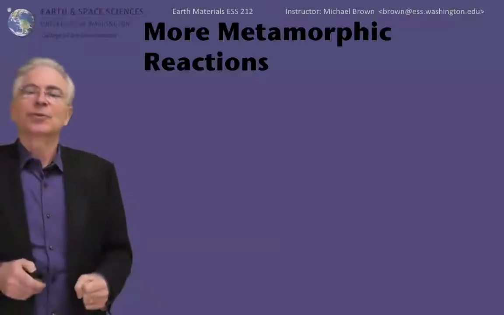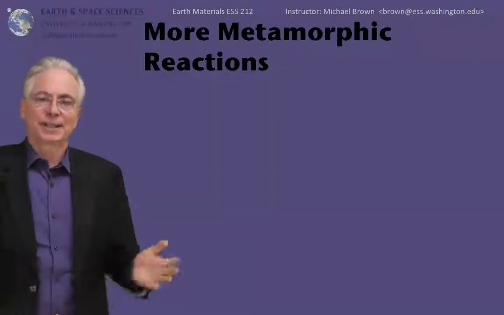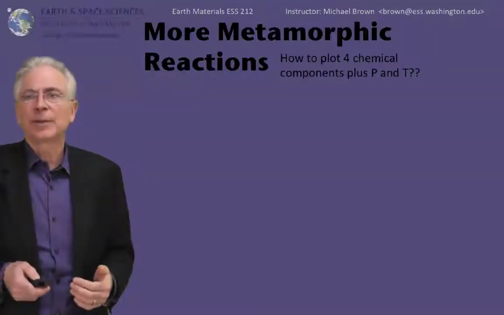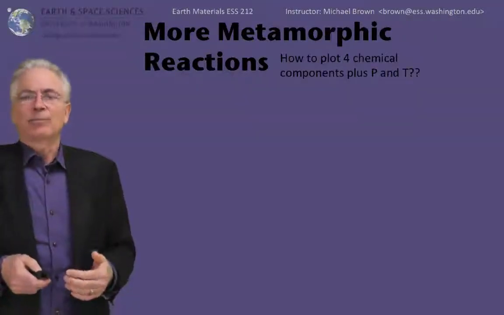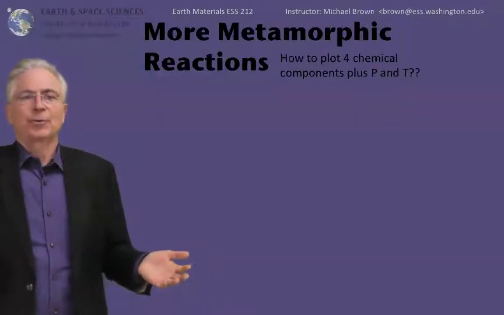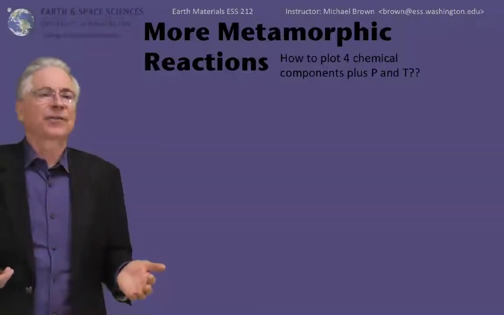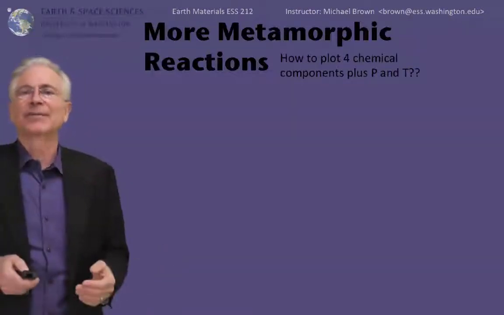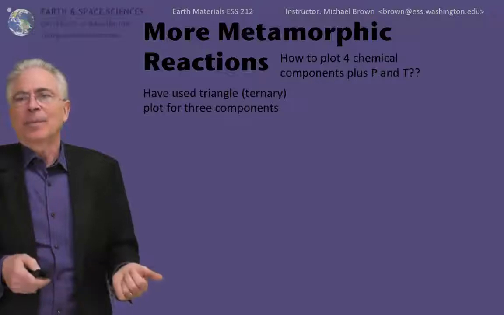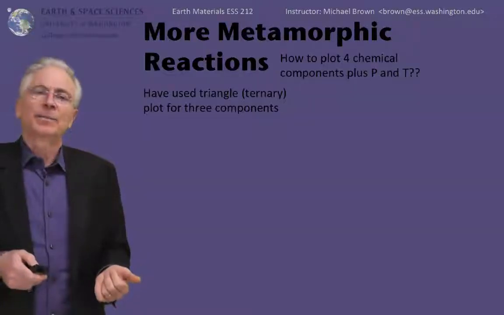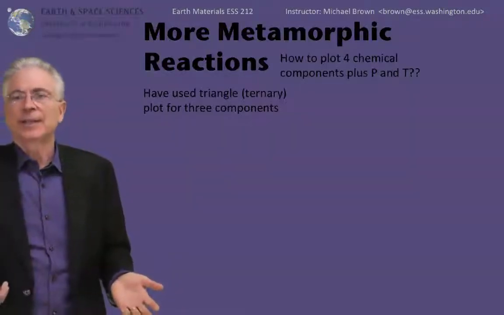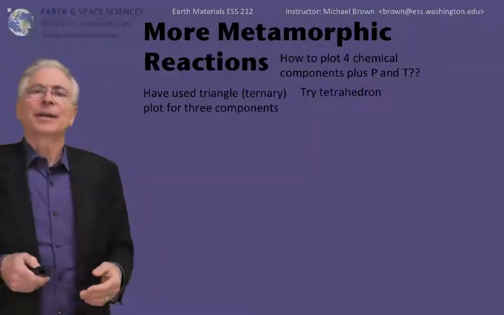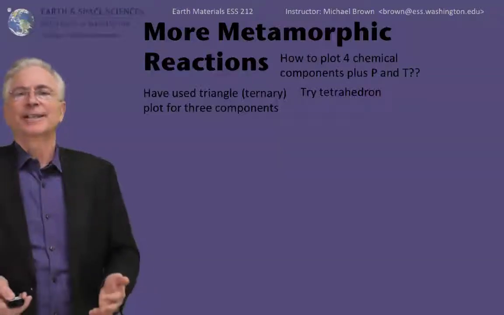Okay, let's move on to trying to represent this information, and we have a problem now. How do you plot 4 chemical species plus pressure and temperature? As noted at the beginning of this video, we've run out of axes in a 3-dimensional world. Well, we're going to have to do something clever. And remember that we used a triangle plot to represent 3 phases. We have 4 now, so what do we do? Well, how about trying, instead of a triangle, let's try a tetrahedron.